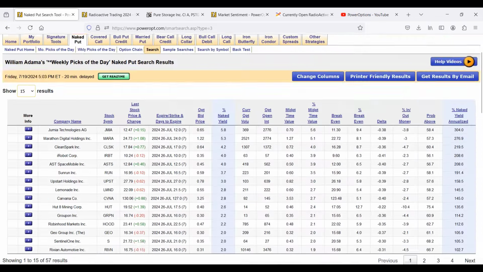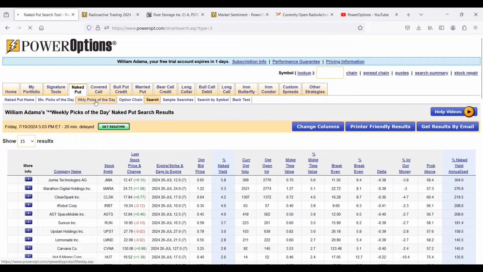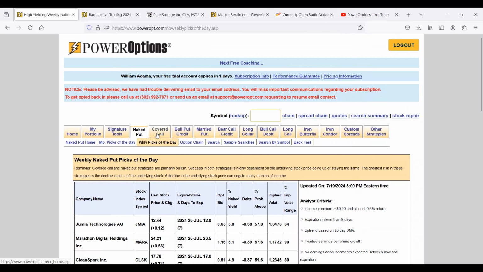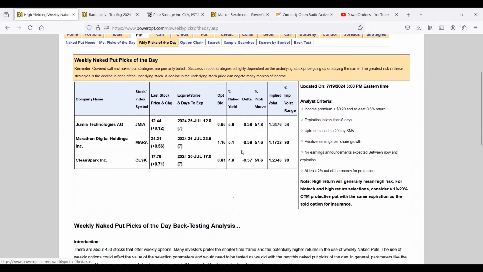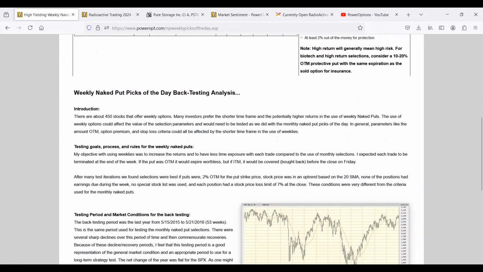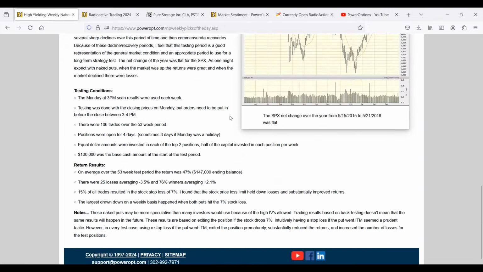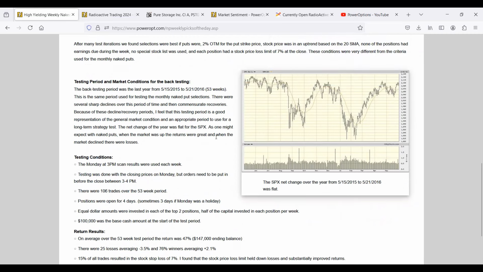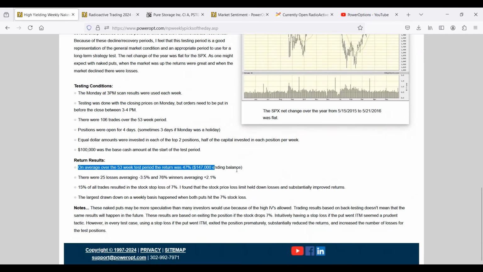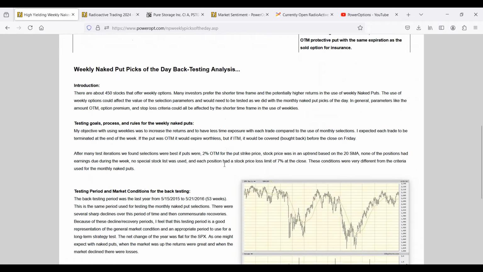But for more insight into what this is, when you go to that view under the naked put or the covered call and you go to weekly picks of the day or monthly picks of the day, you'll see the discussion here of, even in a market such as this, what the return expectation was during that time frame with this criteria, using the stop orders that he recommends on the positions. This is where I would start.